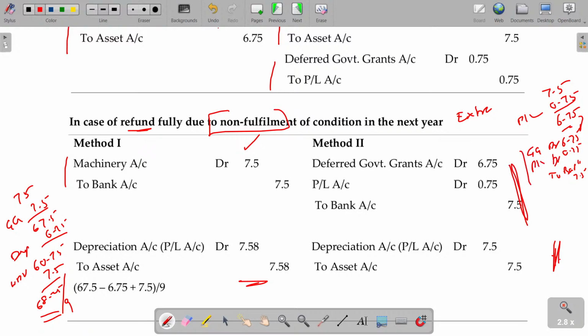Clear? In these two approaches, what happens in case of refund? What happens in case of receipts? That's all.